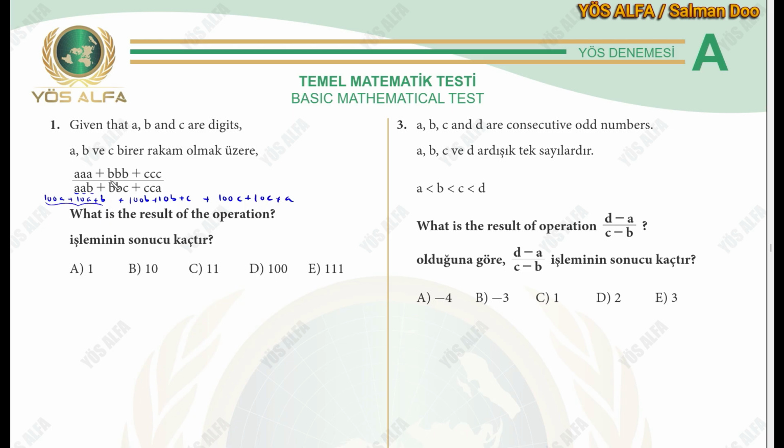So the first one is 100A and 10A, 110A, and there is one more A. So 111A. In the same way, 111B plus 111C. On the numerator, we have 111 times (A plus B plus C). So these two cancel out each other, and we have the result as 1, which is A.